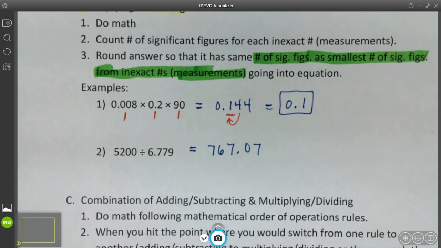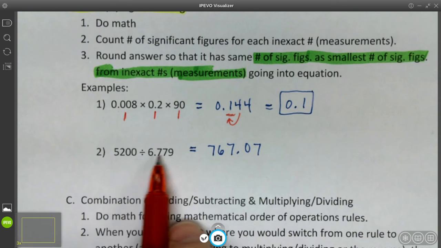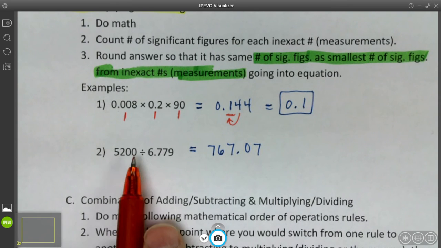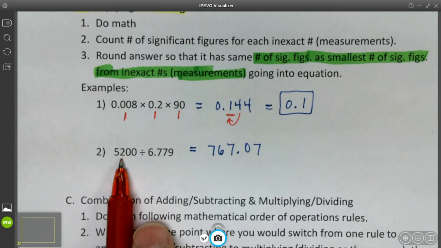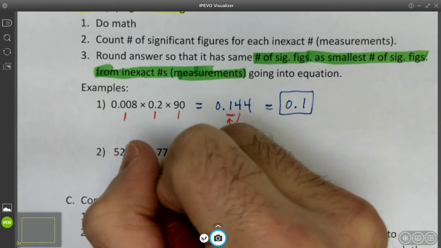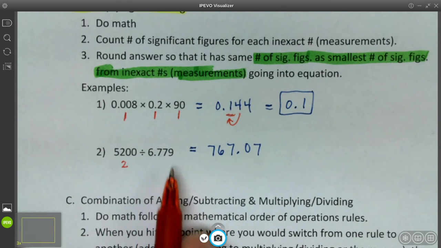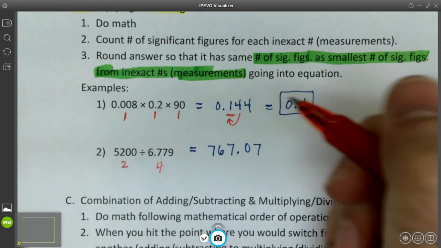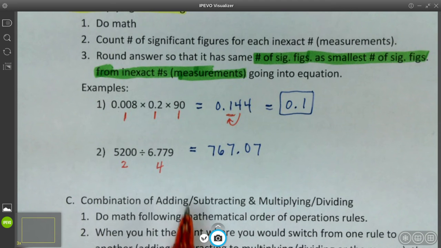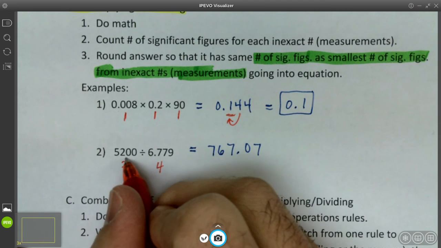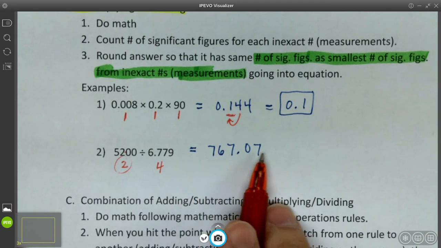Same thing. Count the number of significant figures for each of these. No decimal place, so we start from the right. Don't count, start with a 2, so it's 1, 2. 2 significant figures. Decimal point, count from the left, start here at the 6, the first one that's not a 0, so 1, 2, 3, 4. 4. What's the smallest number? Well, 2. So we need 2 significant figures.